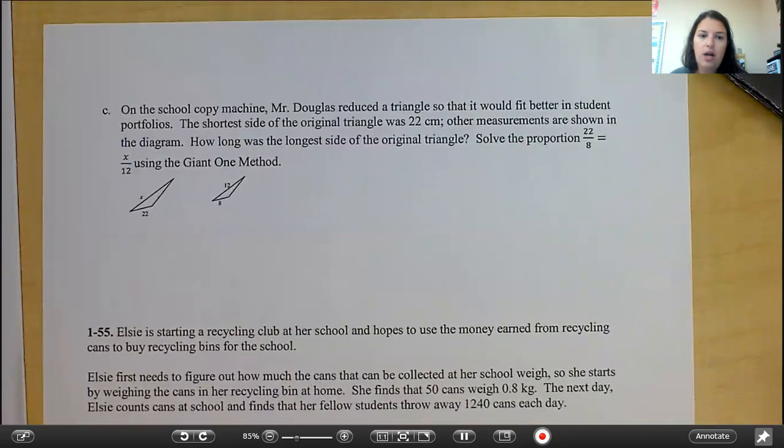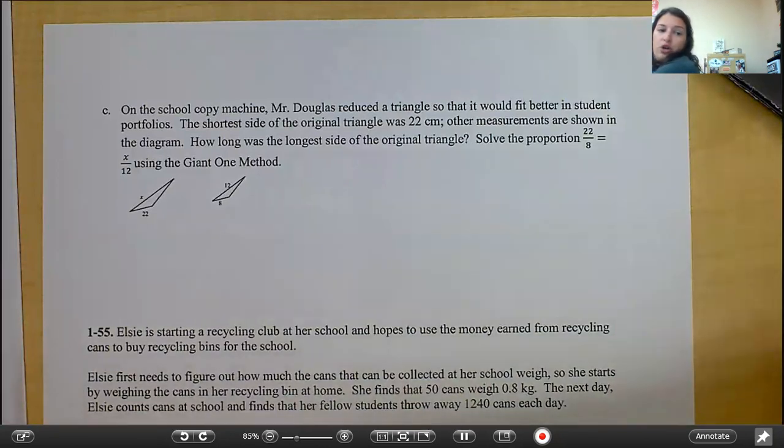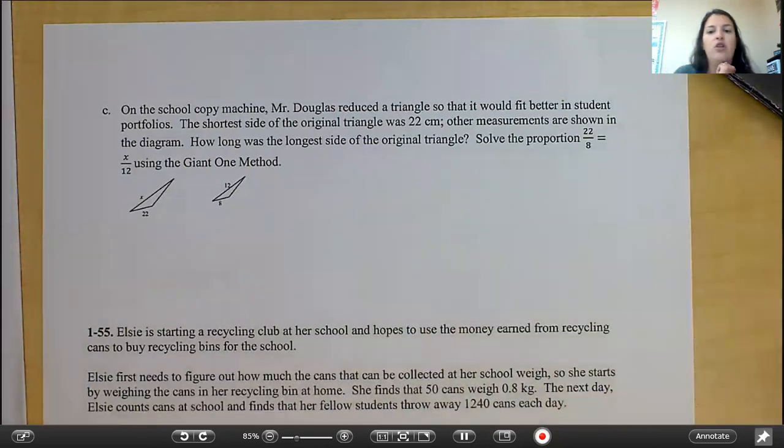C, on the school copy machine, Mr. Douglas reduced a triangle so that it would fit better in the student portfolios. The shortest side of the original triangle was 22 centimeters. Other measurements are shown in the diagram. How long was the longest side of the original triangle? Solve the proportion 22 over 8 equals x over 12 using the giant 1 method. So go ahead and use the giant 1 method.